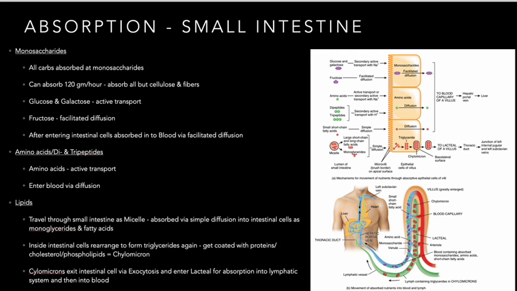So here's kind of a summary of what we talked about earlier. Monosaccharides, individual molecules, are going to be absorbed via active transport or facilitated diffusion, just depending on what the sugar is. Proteins are going to be broken down all the way into amino acids, and they're going to be absorbed again into our bloodstream. Our lipids cannot do this.